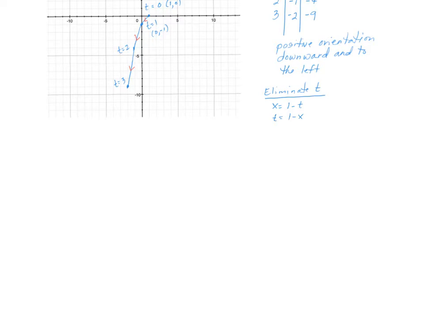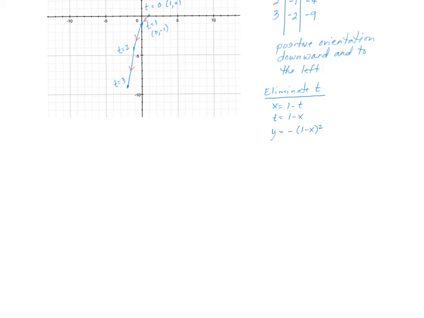And now I can go ahead and substitute this into the y equation. So y is going to be negative on the outside of the parentheses, 1 minus x quantity squared. So this looks like a parabola. It looks like a parabola opening downward. I can see that the vertex is at (1, 0).